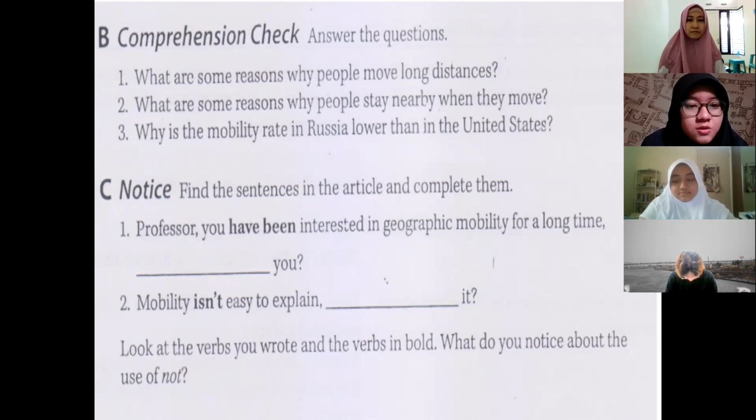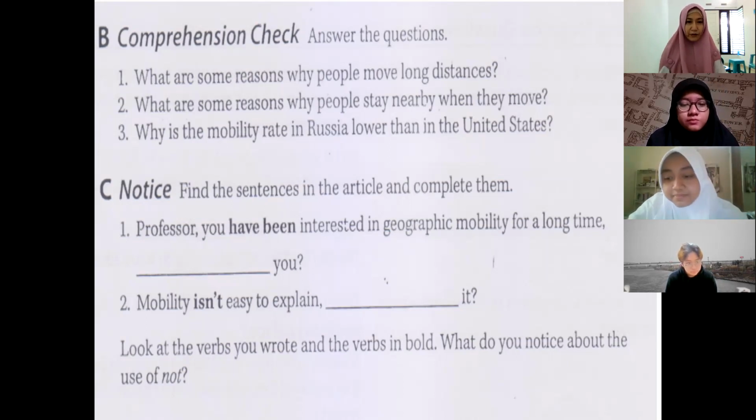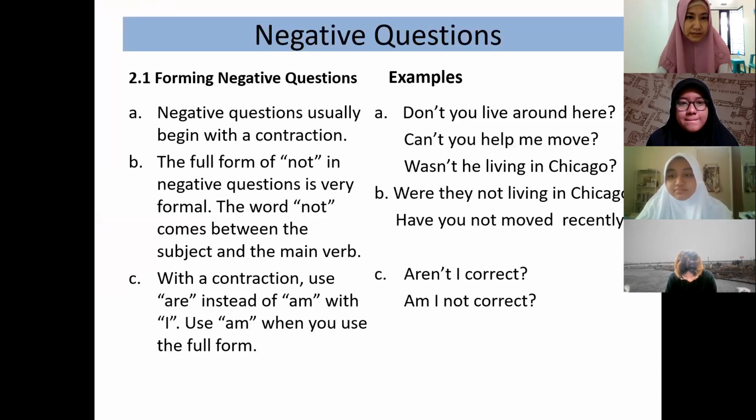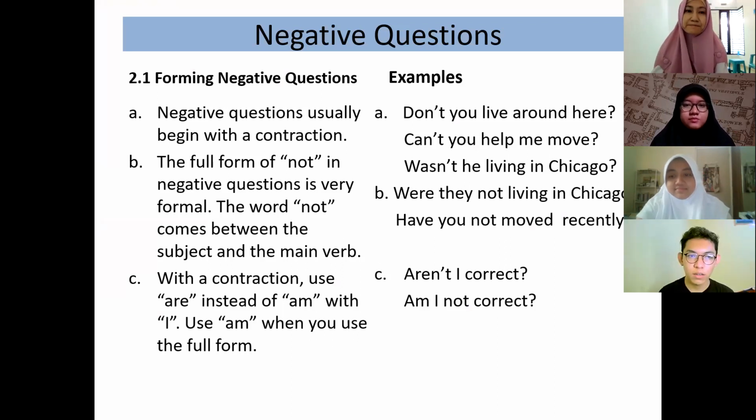Number 1, Professor, you have been interested in geographic mobility for a long time, haven't you? Mobility isn't easy to explain, is it? Yeah, that's very good. So, number 1 has the form haven't you? Professor, you have been interested in geographic mobility for a long time, haven't you? And the second one, mobility isn't easy to explain, is it? Yeah, so these are negative questions. Please read again. Ray Sanjaya, are you there? Yes, ma'am. Yes, please.